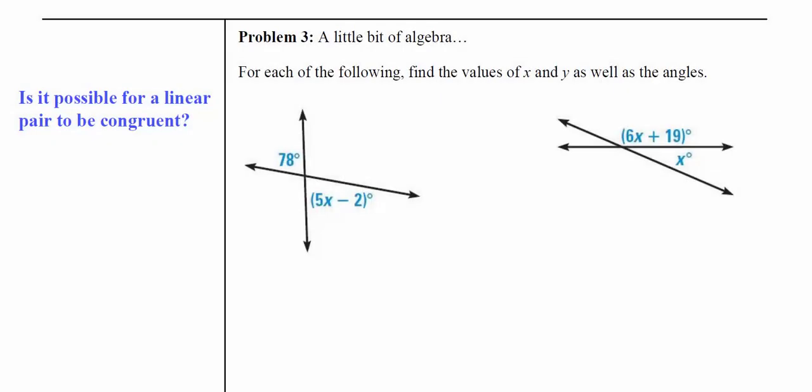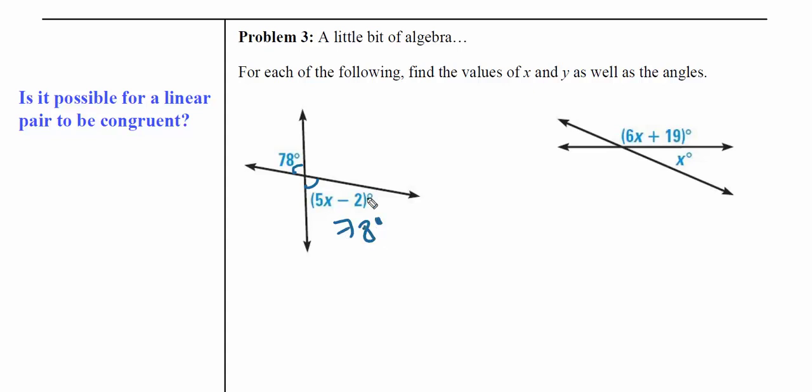Algebra 1 is a prerequisite to this class, and we're going to be doing quite a bit of it. So here we go. We'll note first with this diagram that we have vertical angles. These two angles are across from each other. They share a vertex. They're going to be congruent. So whatever we get for 78 is what this is going to be as well. So this is actually 78 degrees.